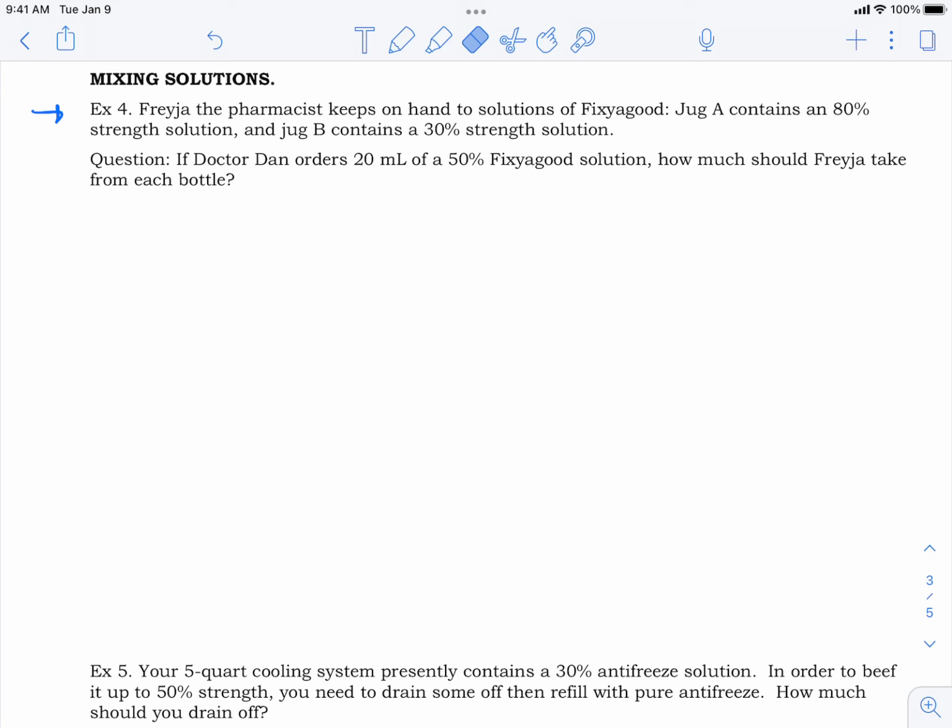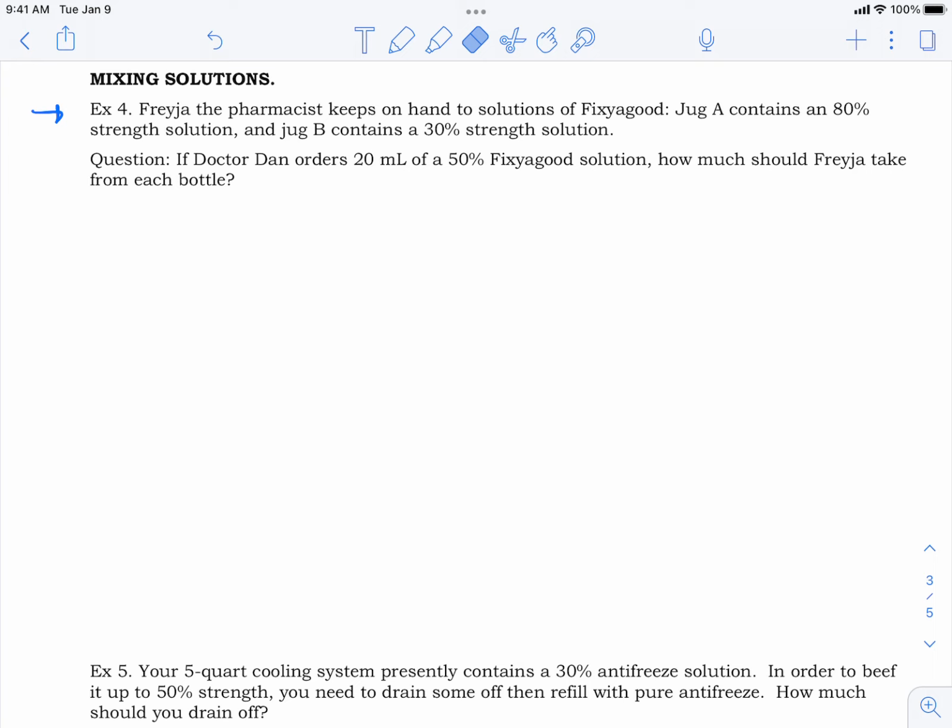But anyway, she has two solutions. She has Jug A, which is 80% strength. That's pretty strong. Also has Jug B, which is only 30% strength, so that's rather dilute. And the reason you keep two jugs on hand is because doctors might order anything from 35%, 40%. They might order 60%. They might order anything in between 30 and 80. So by mixing some of the weak stuff with some of the strong stuff, you can prepare any concentration that's in between 30 and 80.